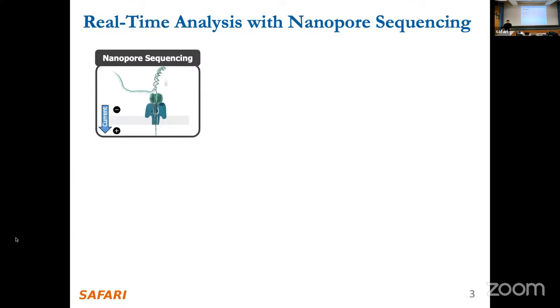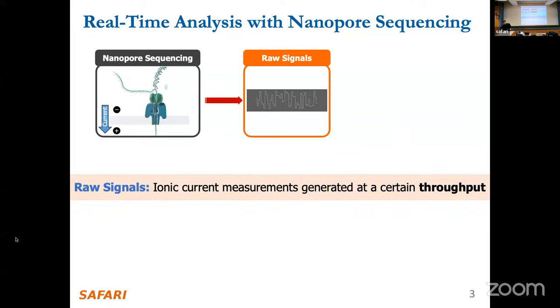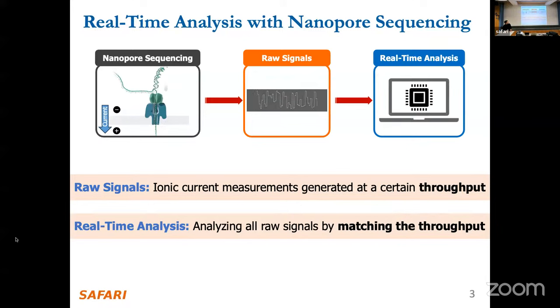All right, so then let's look at how nanopore sequencing works. This figure shows the sequencing of a DNA nucleic acid molecule while it moves through a tiny pore called a nanopore. As it moves through this nanopore, ionic current measurements are generated at a certain throughput, and these measurements correspond to particular bases in the DNA. This is basically in the form of electrical signals. And while these raw electrical signals are generated, we can utilize computational tools to analyze this raw signal while matching the throughput of the device, which we call real-time analysis.